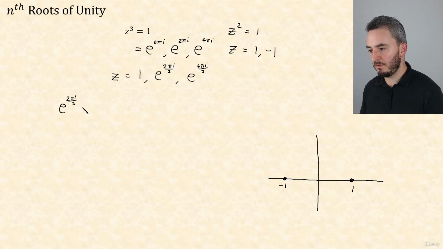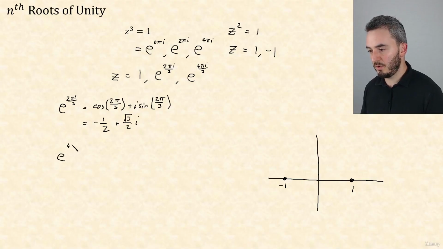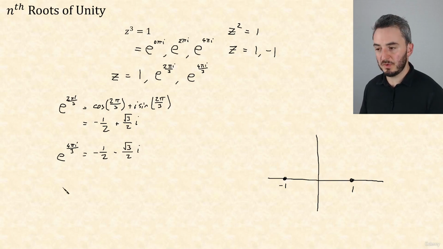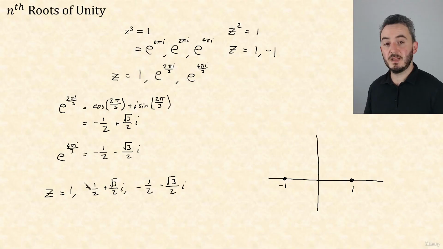e to the 2 pi i over 3 is cos 2 pi over 3 plus i sine 2 pi over 3. Cos 2 pi over 3 is minus a half, and sine 2 pi over 3 is root 3 over 2, so that's plus root 3 over 2 i. And now this one here, e to the 4 pi i over 3, if we do the same thing, cos of 4 pi over 3 plus i sine 4 pi over 3, we get minus a half minus root 3 over 2 i. So we end up with 3 cube roots of 1. The solutions are 1, minus a half plus root 3 over 2 i, and minus a half minus root 3 over 2 i. So there are our 3 complex cube roots of the number 1.